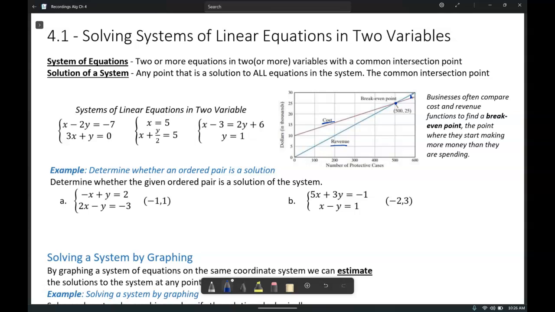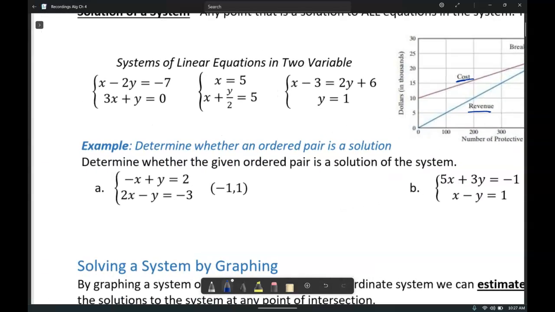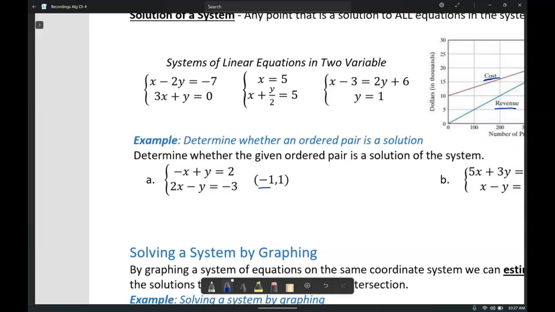So the first thing we're going to look at is determining whether or not an ordered pair is a solution. Well, in order for an ordered pair to be a solution to an equation, it has to be on that line. In order for an ordered pair to be a solution to the system, it has to be a point on both lines. So we test to see if this given point is on both of these lines by substituting it into the equations. If we get a true result, then it means that it is a solution. If we get a false result, then it is not a solution.